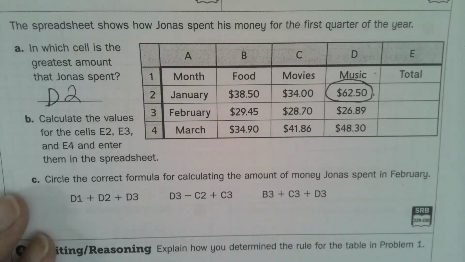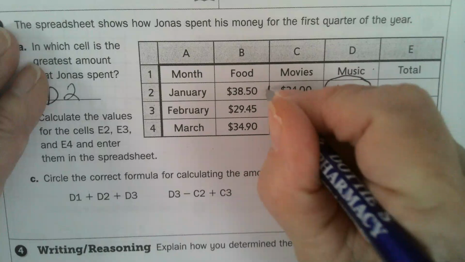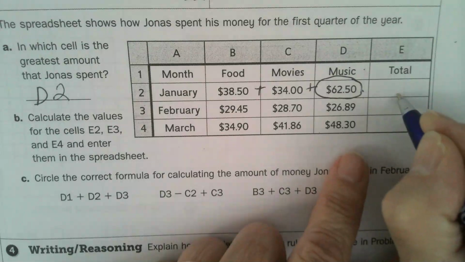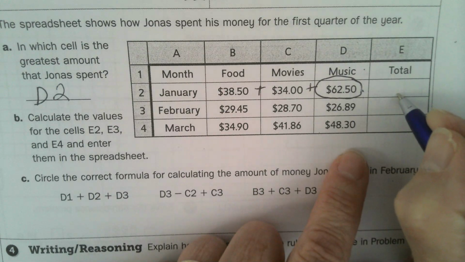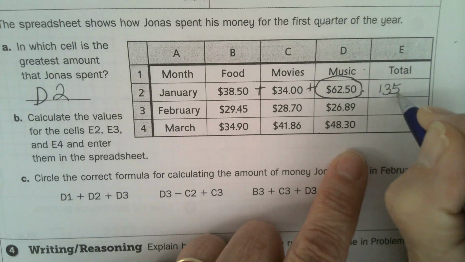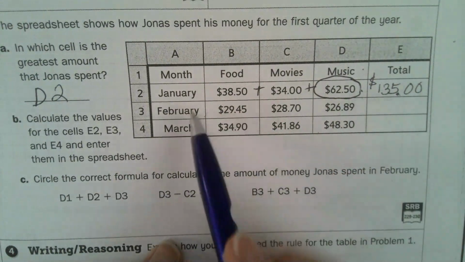Okay, now it says calculate the values for the cells E2, E3, and E4. Well, kids, if you had calculators, I'd let you use them, or if we had time for the Chromebooks. We just don't have time for that. So Mrs. Robertson's going to put the plus sign, and I'm going to give you the sum. So the total for January is $135. Everyone write that down. How did I get $135?